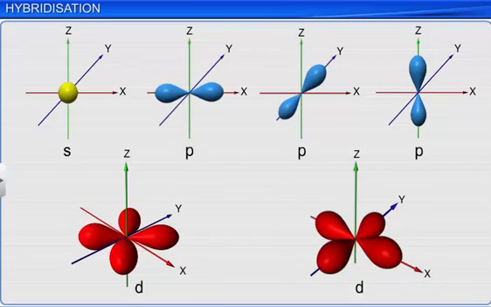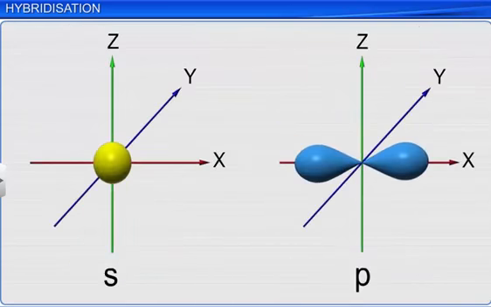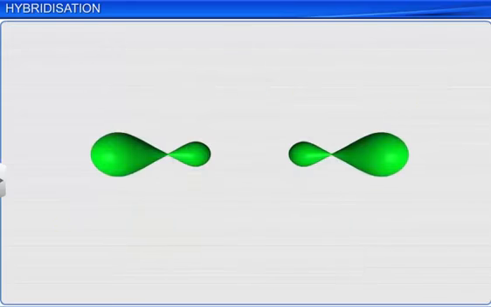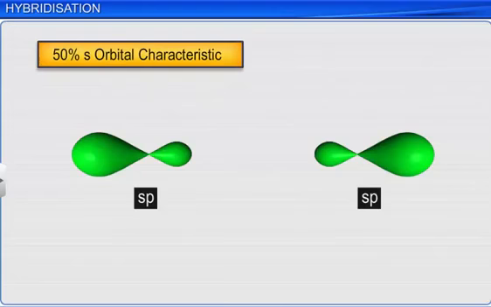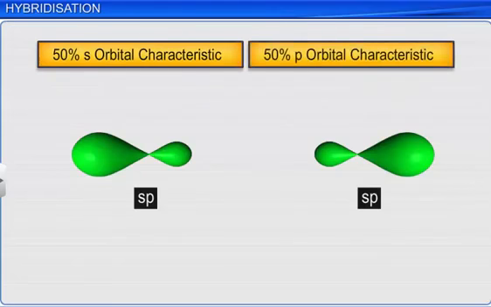In sp hybridization, one s orbital combines with one p orbital to form two equivalent sp hybrid orbitals. The hybrid sp orbital shows 50% characteristics of the s orbital and 50% characteristics of the p orbital. The hybrid orbital has a large positive lobe and a very small negative lobe.